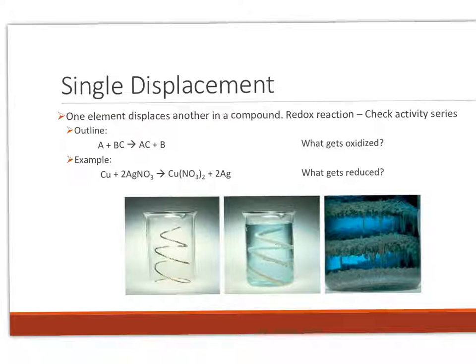All right folks, so here we have a single displacement reaction. A lot of times this is where one element replaces another. A lot of this has to do with the activity series. In this case, if we put copper solid in a silver nitrate solution, that copper is a much more reactive metal than the silver, so it will react and replace the silver in the solution. You can see a picture of it there. Again, what gets oxidized and what gets reduced? Take some time to figure that out.